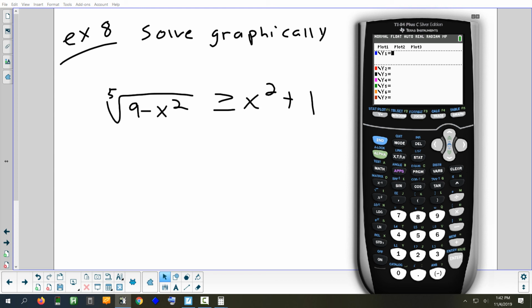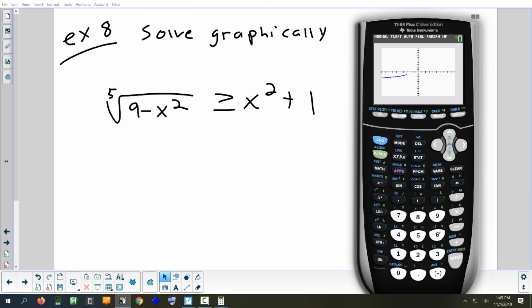You find the intercept. Okay, so what should I do first? On the left side, you're going to plug in the 5th root of 9 minus x squared, okay, and on the bottom, you're going to write x squared plus 1, okay. And graph. I'm going to do zoom 6 just to make sure I have a standard window.